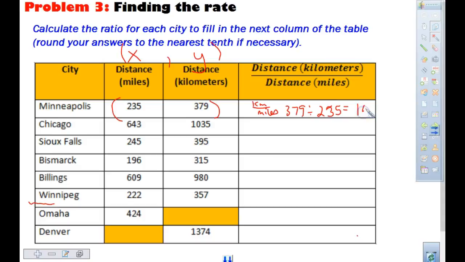1.6. We're going to estimate it, right? Because it says up here to round to the nearest 10. So now take the next one, and you don't have to write this down, but remember, you're taking the 1,035, you're taking the kilometers, and you're dividing it by miles. 643.